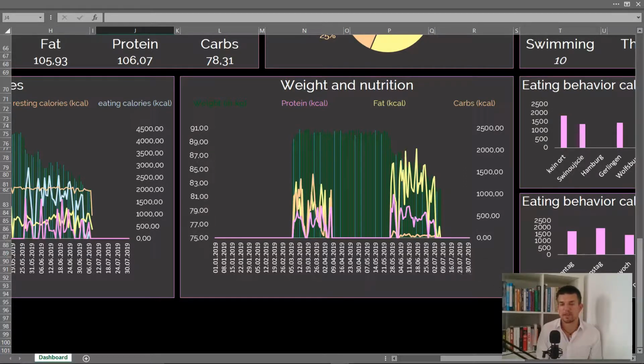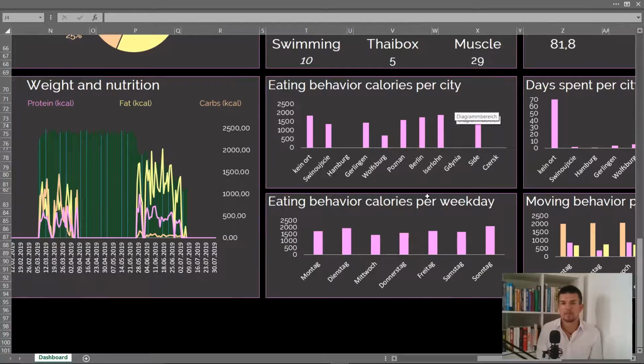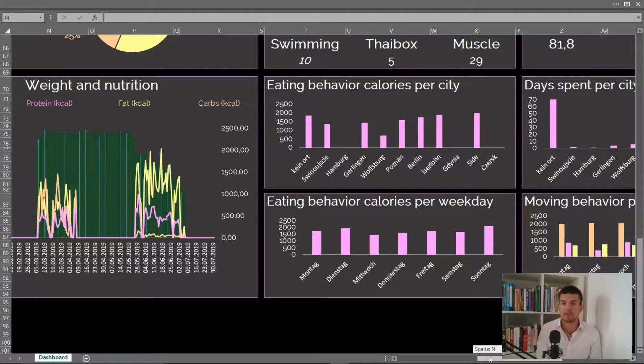So what we see is that it decreases, and then let's see eating behavior per city. What we see is that I'm not eating enough in Hamburg, in Wolfsburg, in Gdynia and Schersk. I was not collecting it. And I do see that I'm not eating enough on Wednesdays and Thursdays. So for me, the information is that when on the road, when not being in Berlin or with my family, is the time when I have to take care of my eating behavior.